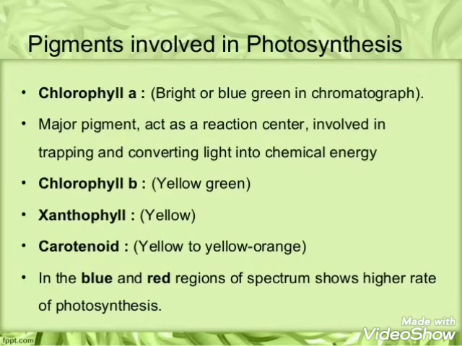These accessory pigments help the main pigment in two ways. They absorb light at different wavelengths and pass it on to the reaction center, which is made up of chlorophyll A. And second, they also protect the chlorophyll from photooxidation. The absorption spectrum and action spectrum coincide closely, showing that photosynthesis is maximum at the blue and red regions of the spectrum. That means in the blue and the red region of the spectrum, a higher rate of photosynthesis occurs.